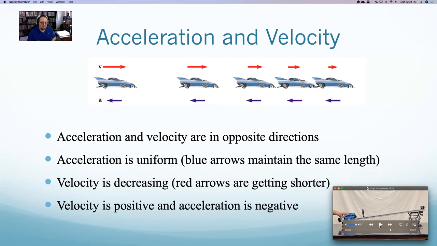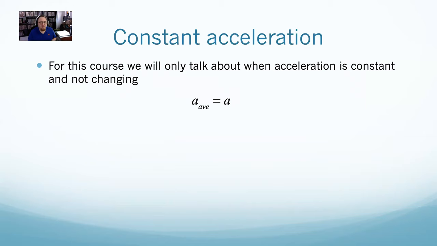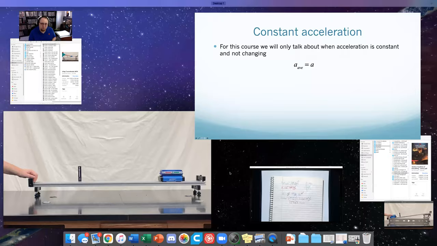Now, this was all for average acceleration, but here's the nice thing. We're only going to talk about a non-changing acceleration. We will never talk about what happens when your acceleration is changing. If your acceleration isn't changing, that means the average value and the instantaneous value are the same. And so we will only talk about an instantaneous acceleration being the same as our average acceleration. If your acceleration is changing, that is called a jolt, because you jolt to a stop.